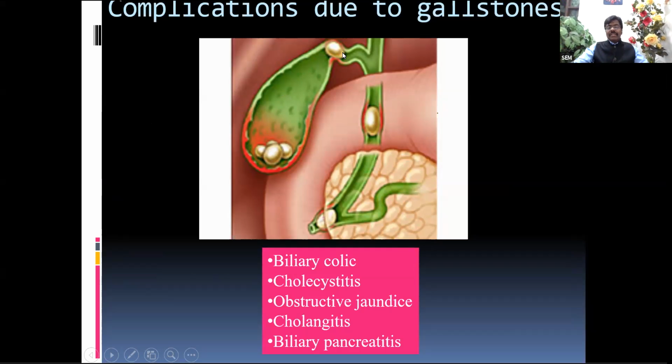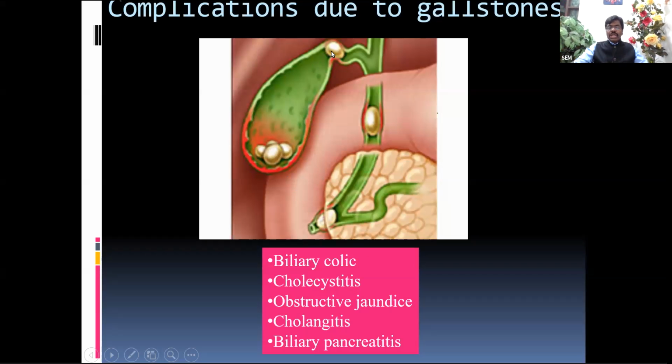Because of that, the patient has severe pain because of the distension of the gallbladder with the bile. That is called biliary colic. And whenever there is a stasis of the bile here, there is an infection. So cholecystitis, inflammation of the gallbladder.